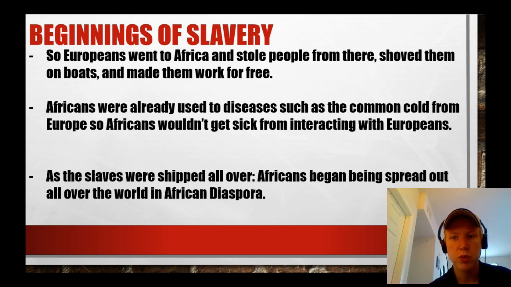Immunity is when you are genetically or from your environment used to a disease, so it doesn't hurt you as much. So Africans did not get sick like the Native Americans did. When one Native American person got sick, hundreds of Native Americans would die. It would spread very, very quickly. Africans did not have the same problem. So as the slaves were shipped all over the place, Africans began to spread out all over the world. And when the Africans were spread out over the world, that was called the African diaspora.